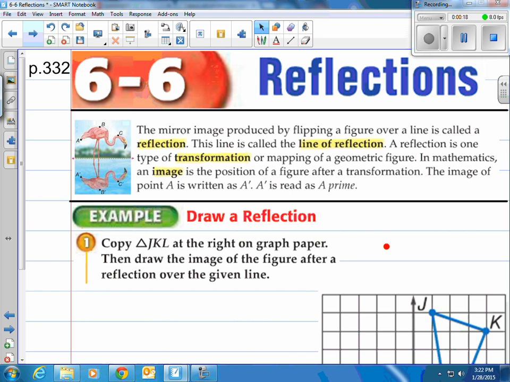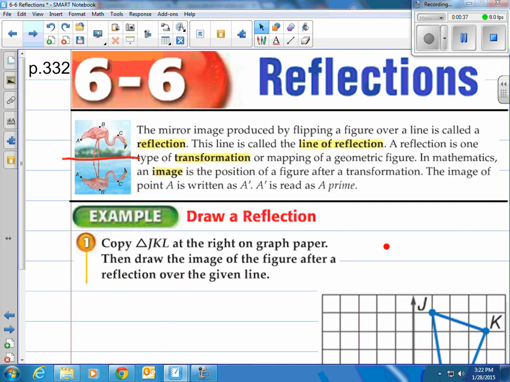Let me read to you here. It says the mirror image produced by flipping a figure over a line is called a reflection. You can kind of see the wonderful flamingo there. This line is called the line of reflection, and they're talking about this line right here.